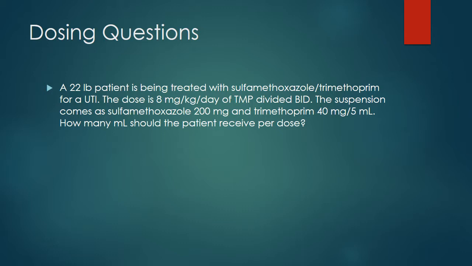Anywho, okay, so we have a 22-pound kid. They're getting 8 mg per kilo per day of trimethoprim divided twice a day. The suspension comes as a concentration there. How many mLs should the patient receive per dose? So what's my first step here?